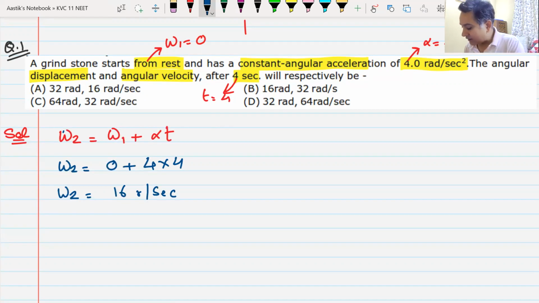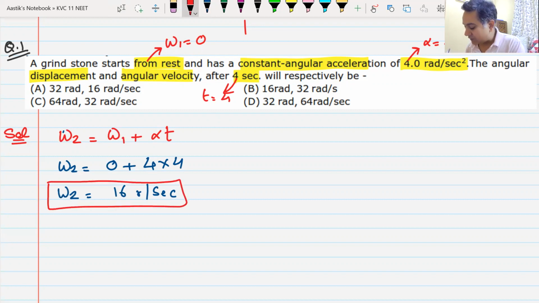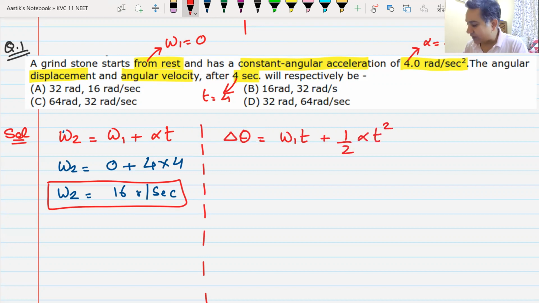As soon as you get it, you actually know the answer is option 1, but let me solve the other part as well. We have to find out the angular displacement. Which equation should I use? Here I should use equation number 2. Angular displacement delta theta is omega 1 into t, here omega 1 is the initial velocity, plus half alpha into t square.